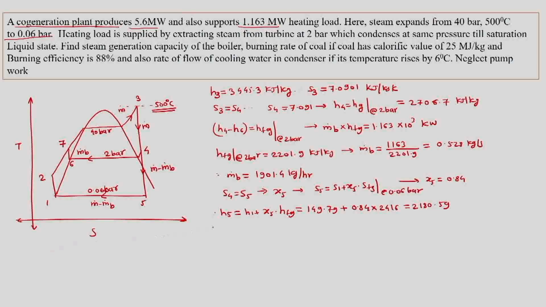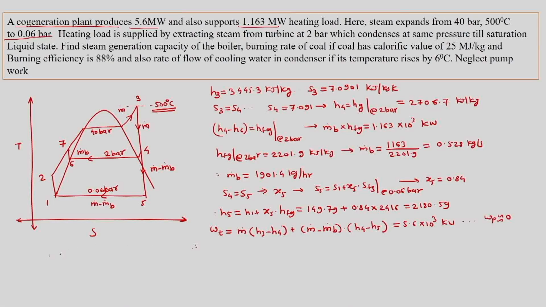Now we can find the turbine work. We know turbine work is equal to m dot into H3 minus H4, plus m dot minus m dot b into H4 minus H5, but the turbine work is known to us as 5.6 into 10 to the power 3 kilowatt. Here we are neglecting WP and making it close to 0.